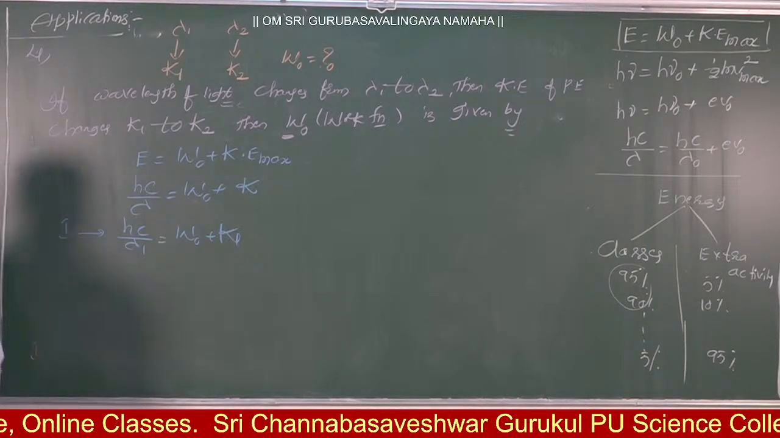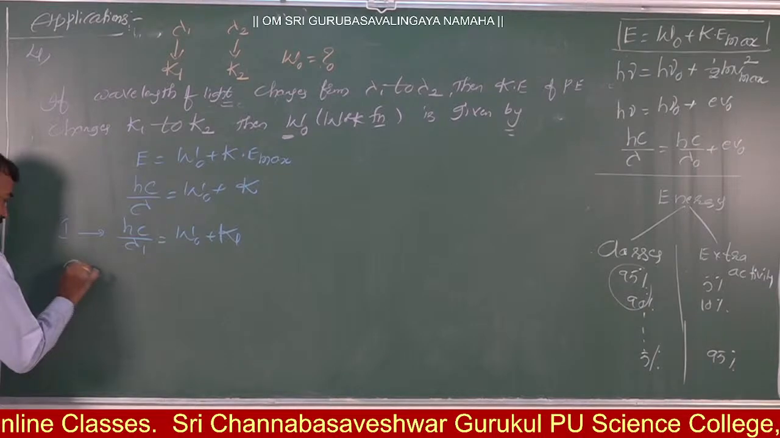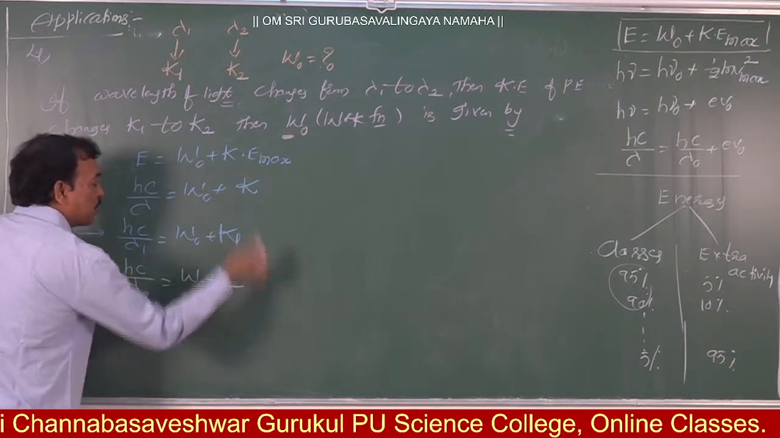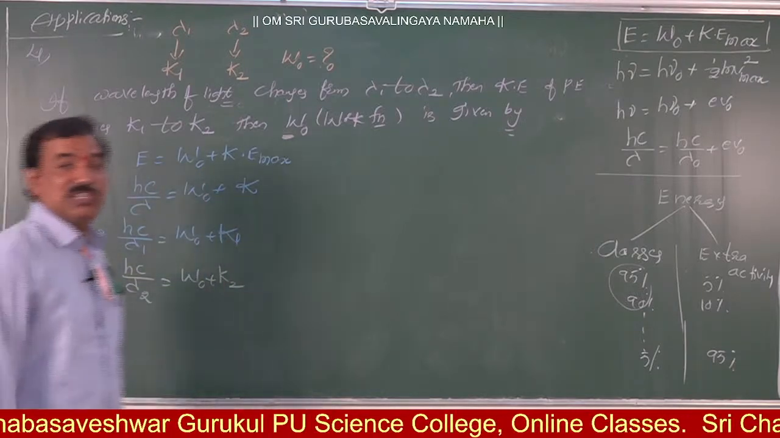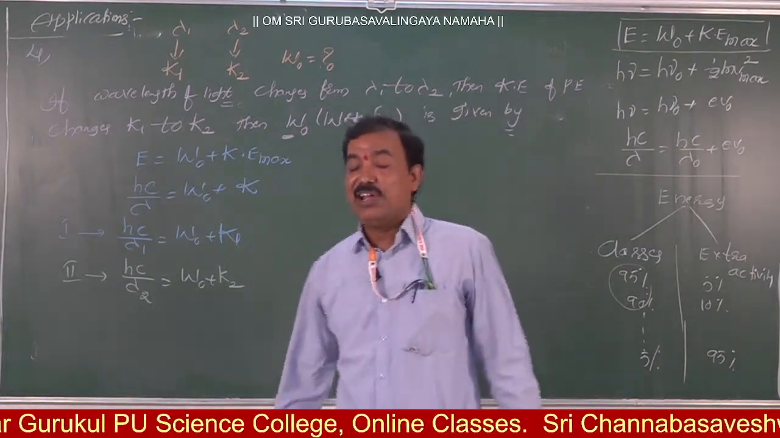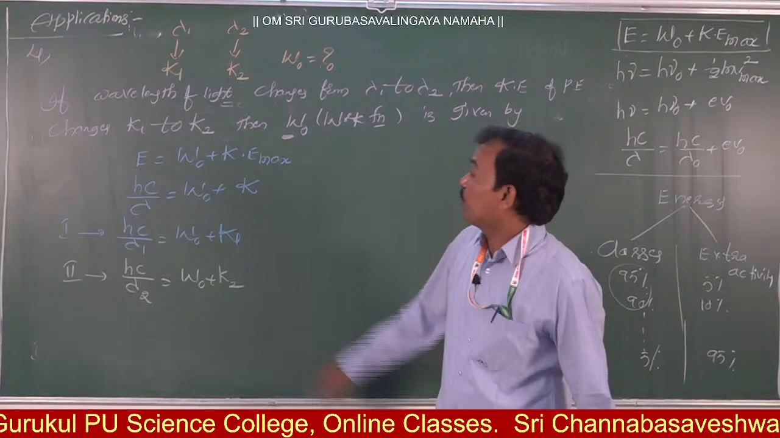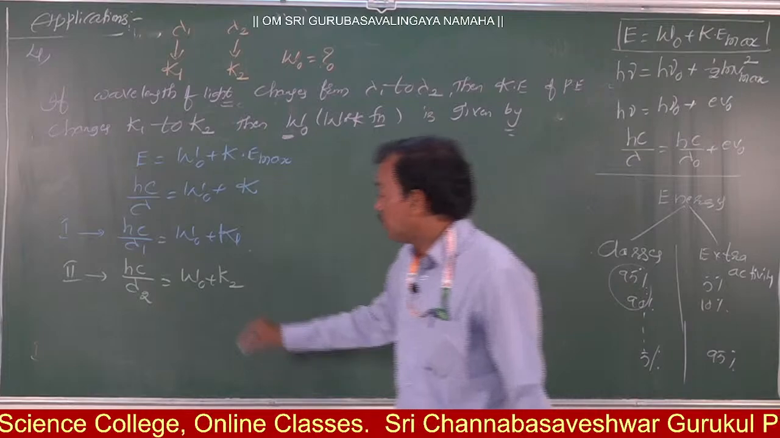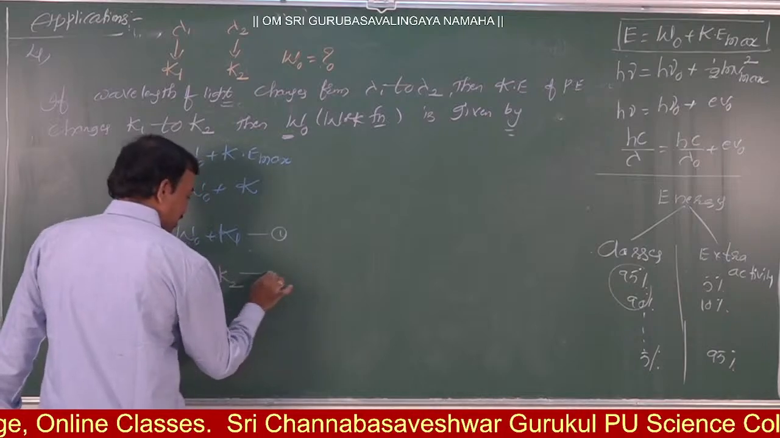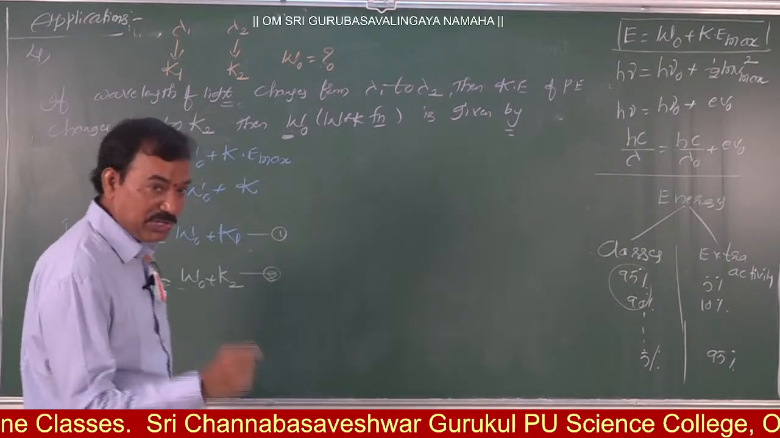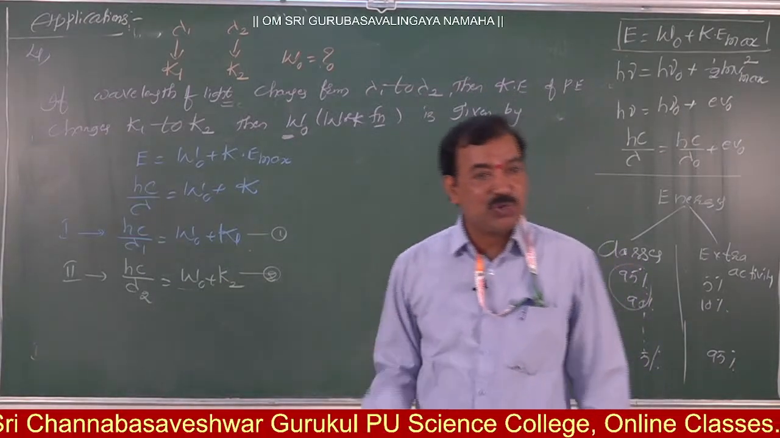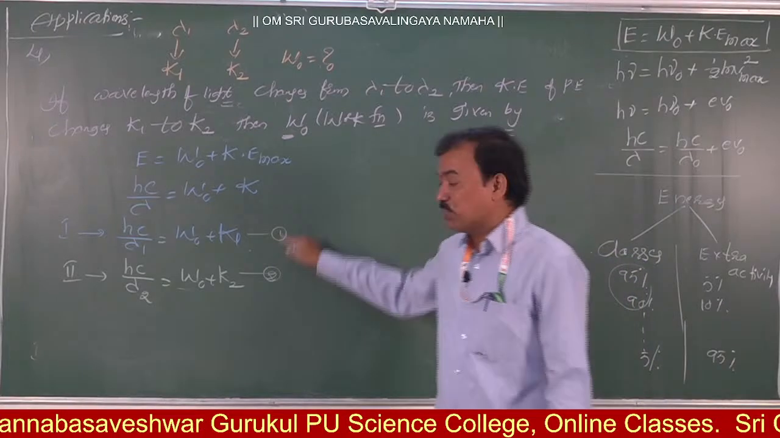Next, the second one: hc by lambda 2 is equal to W naught plus K2. Since the wavelength of the light changes from lambda 1 to lambda 2, the kinetic energy changes from K1 to K2. So now what is the equation for W naught? This one is equation 1, this is equation 2. Now just think for one second about how you can find out W naught. Dividing these two equations, or equation 1 minus equation 2.